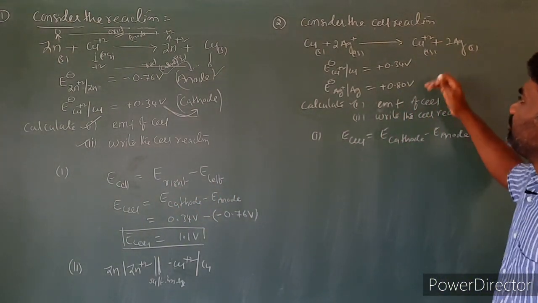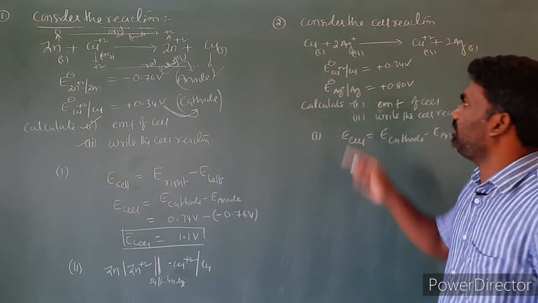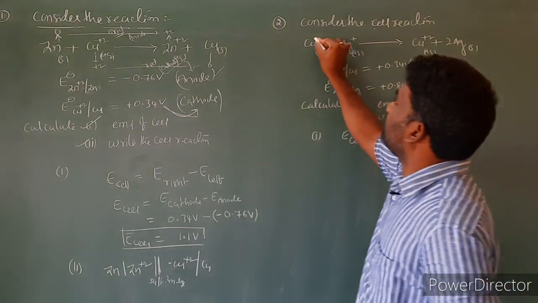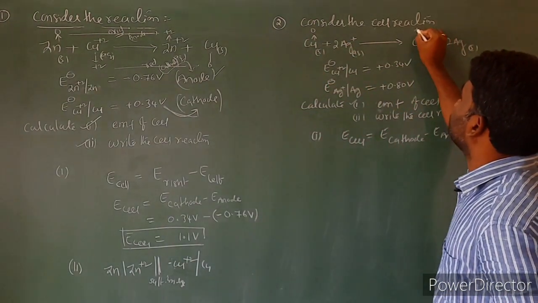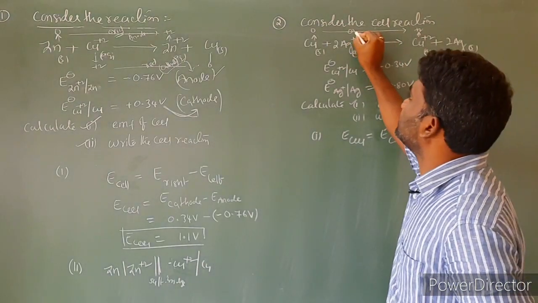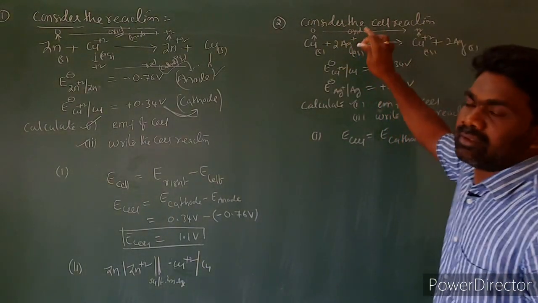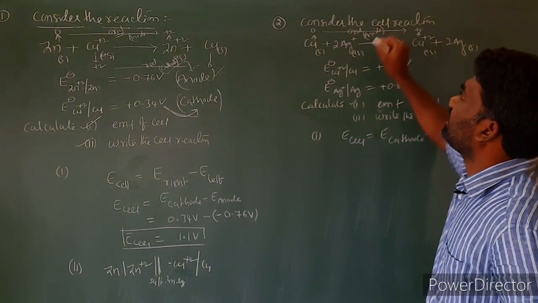In these two, we have to identify which is cathode and which is anode. How do I identify? Here copper is 0 and here copper is plus 2. So 0 to plus 2 we can take as oxidation. Where the oxidation is taking place, that can act as anode.